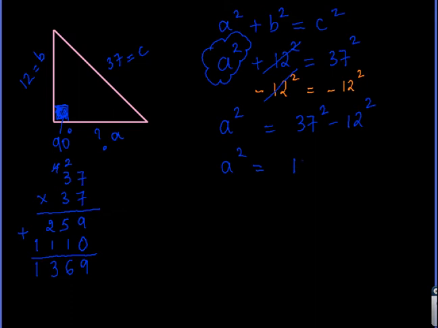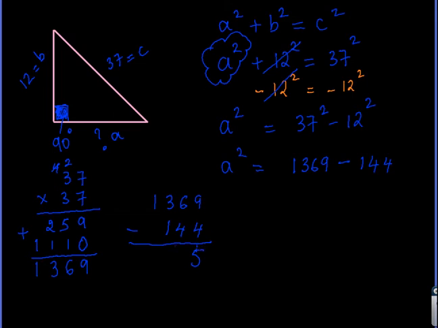So 1,369. And I need to take away 12 squared. And I know for a fact 12 squared is equal to 144. Okay, now the next step is to take away those two numbers. And again, if you can't do it by head, it's okay to set up a column method subtraction. So 1369 take away 144. So 9 take away 4, how much is that equal to? That's 5.